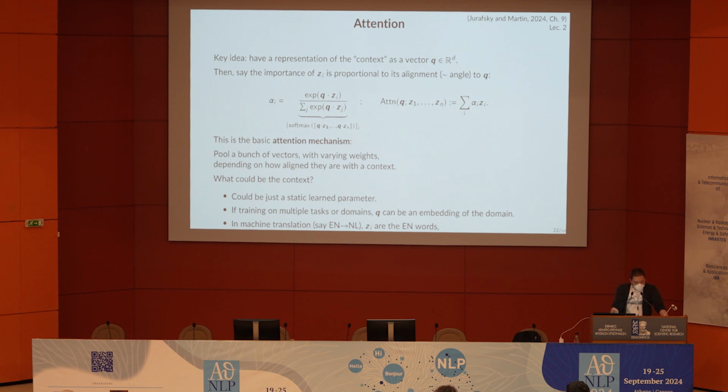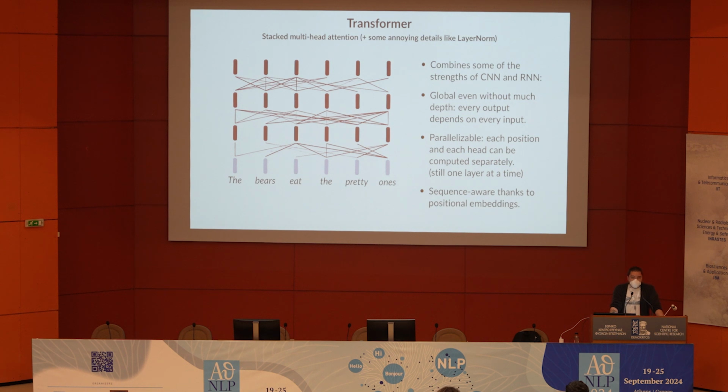In machine translation, we usually take ZI to be the English words, and then the queries. Now there's something missing from my slide, but the query comes from an encoder in this case. That's a more complex model that we would need more time to fully cover. So attention is this very general mechanism that allows us to pull together some vectors in a dynamic way that gives preference to some vectors over others.